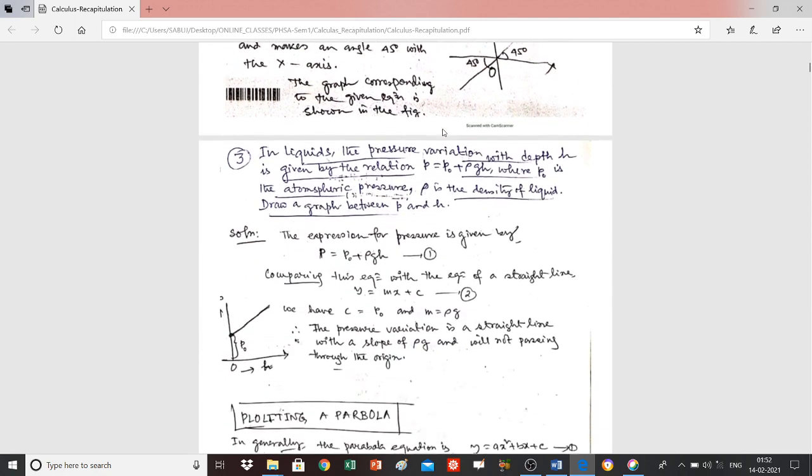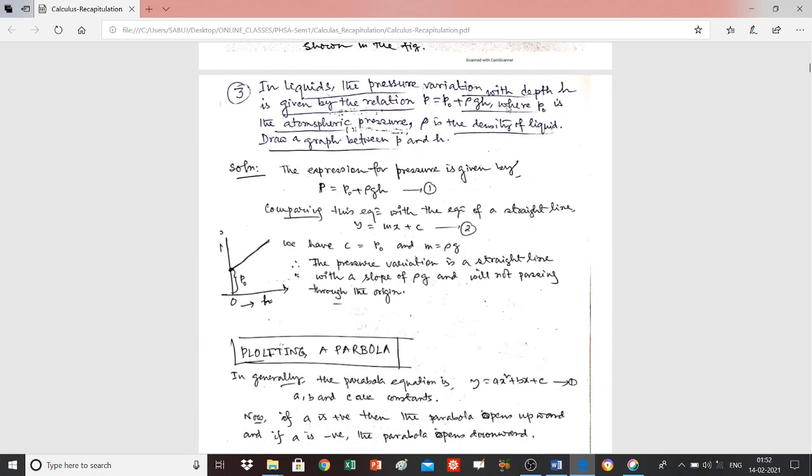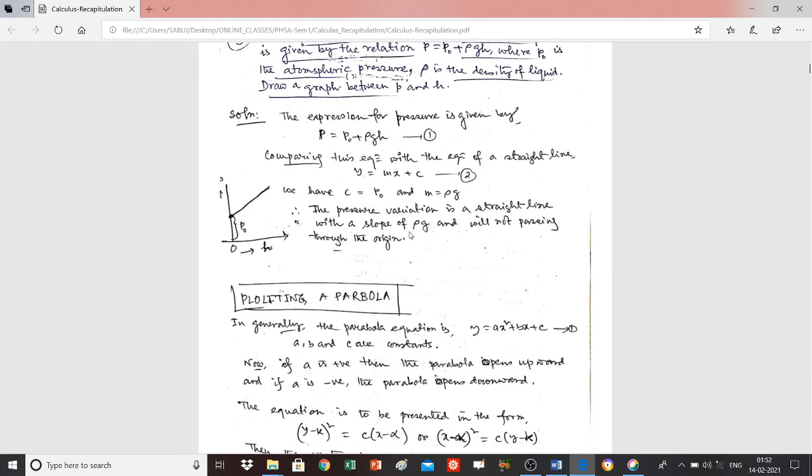Now another one: in liquids, the pressure variation with the depth h is given by the formula P is equal to P0 plus rho gh, where P0 is the atmospheric pressure and rho is the density of the liquid. And to draw the graph, just write this equation, P is equal to P0 plus rho gh, and in this case P should be plotted against h, because P0 is a constant. Just compare this equation with the general formula of the straight line, y equal to mx plus c, and from here you can easily understand that c is equal to P0, that means at x is equal to 0, P has a certain value, that is P0.